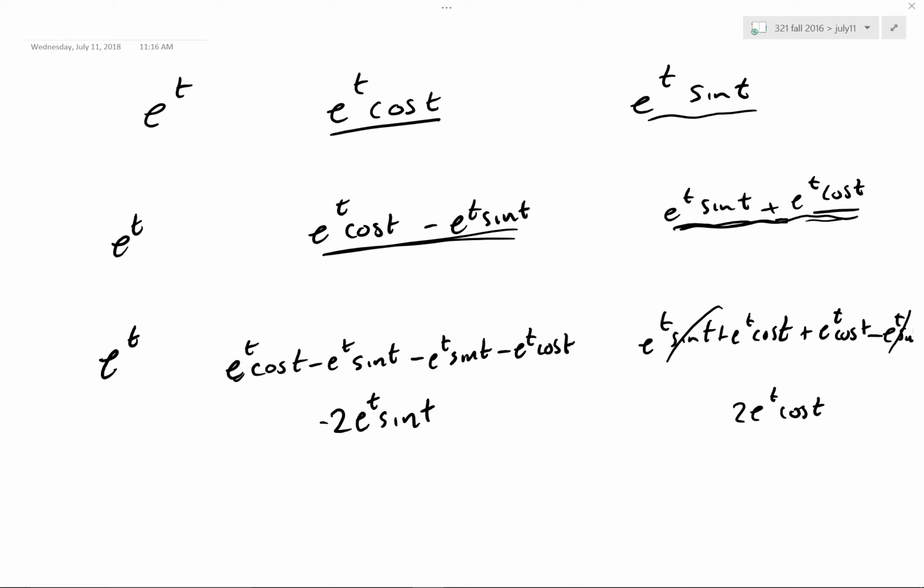The fact that it's not 0 means they are independent. They're not dependent solutions. Okay? Questions on that one? Not too bad, huh?